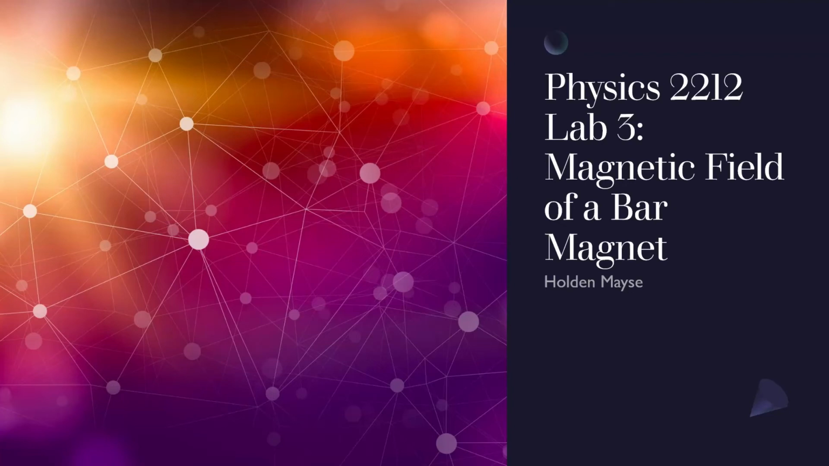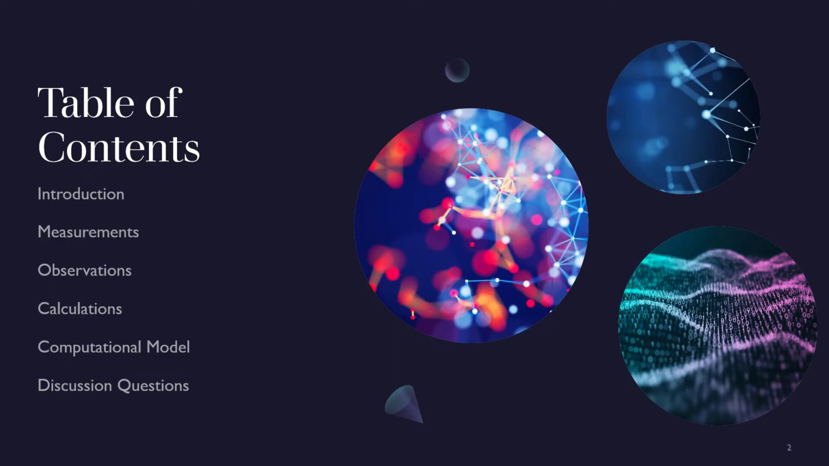My name is Holden Mays, and this is my video lab report for Lab 3 for Physics 2212 at Georgia Tech. This video will cover the lab in 6 sections, starting with an introduction followed by the measurements obtained during the lab, observations made during the lab, calculations done by hand during the lab, an explanation of the computational model used to visualize the experimental data, and closing with a couple of discussion questions.